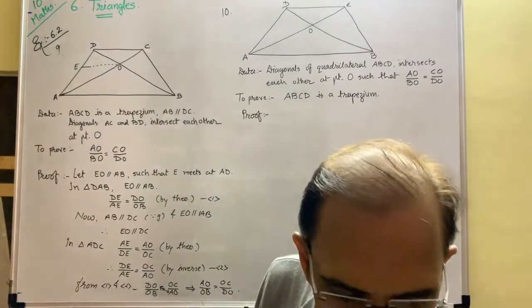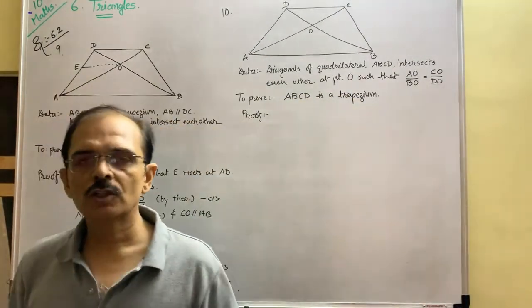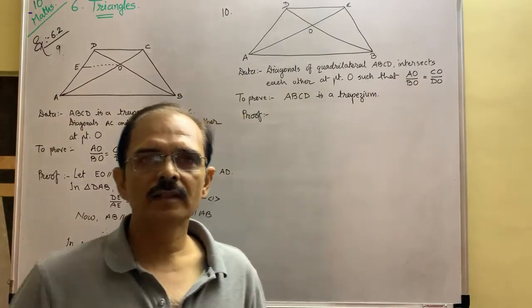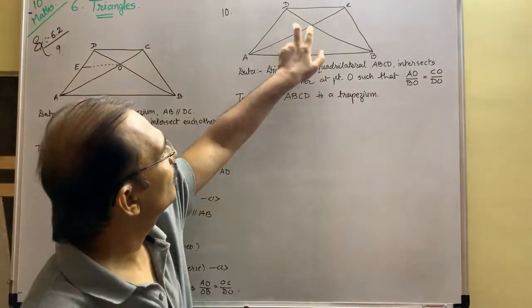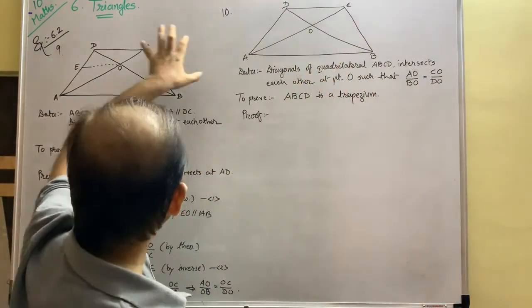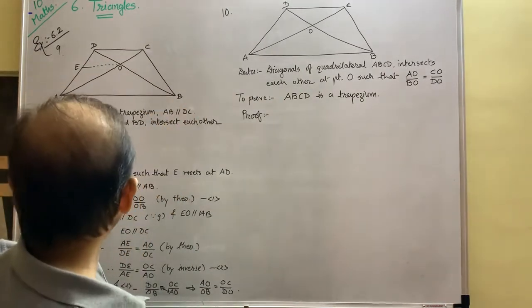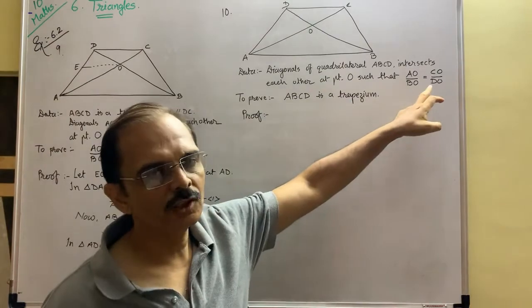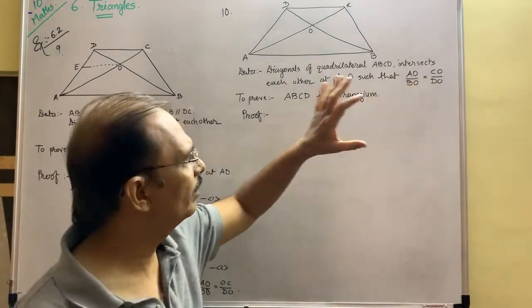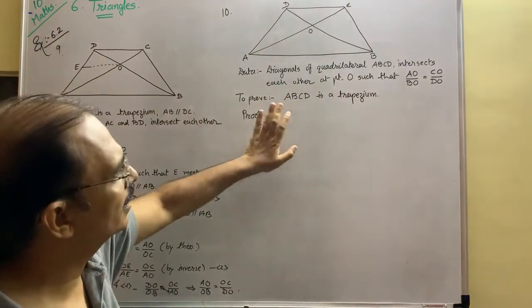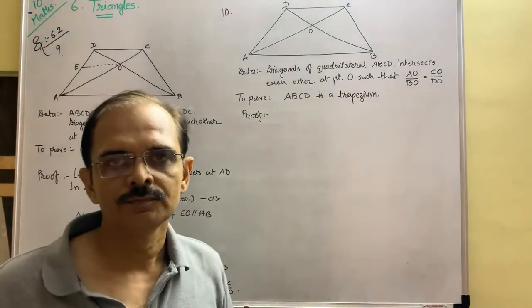See now, if you want to prove that ABCD is a trapezium, then you need to prove that AB is parallel to DC. Here we prove AO upon BO equals CO upon DO, which is given now. This means the converse of number 10 is number 9.